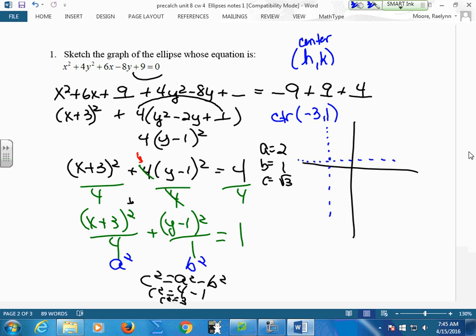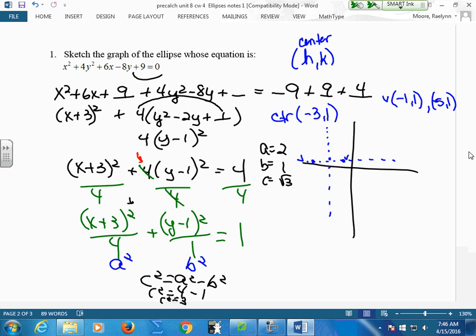If you take this one's negative 3, so if I go 2 units, I'm over here, and 2 units, I'm over here. This is a vertex. So what are the coordinates of your vertex? Use your center and move 2 to the left and move 2 to the right. So here's my center. If I move 2 to the right, what point am I at? Negative 1, 1. If I move 2 to the left, what point am I at? Negative 5, 1. There's my vertices, because I have 2, they're vertices.